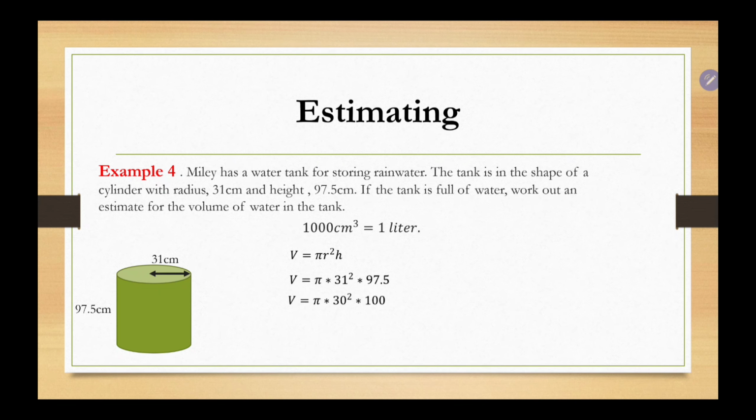Now we just work this out. 30 squared is going to be 900, so we do 900 times 100 times pi, and our answer will be 90,000 pi cubic centimeters. Okay, it has been given to us that 1,000 centimeters cube is equal to a liter, so we just have to convert our answer to liters by dividing by 1,000. So our volume would be 90 pi cubic centimeters.